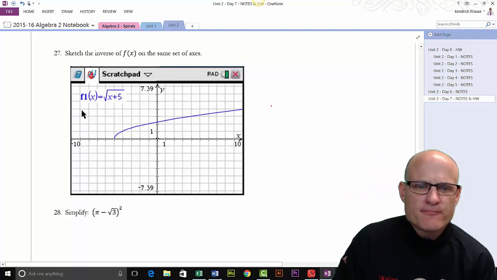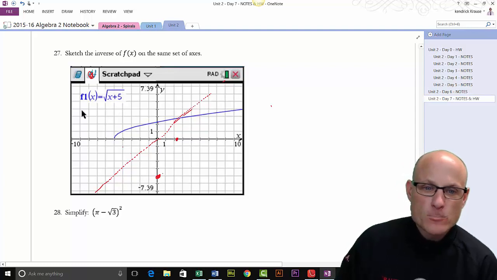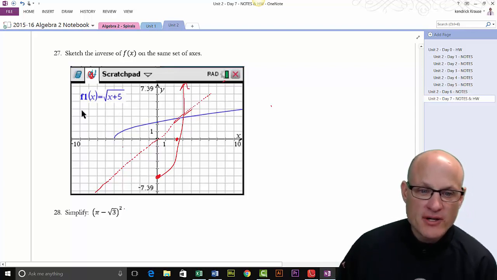All right, 27. We're going to graph the inverse on the same set of axes. So if you remember, the inverses are reflections over the line y equals x. So this point would come to 1, 2.5, and this point would go just a little bit past 2 here. And there you go. Something like that.